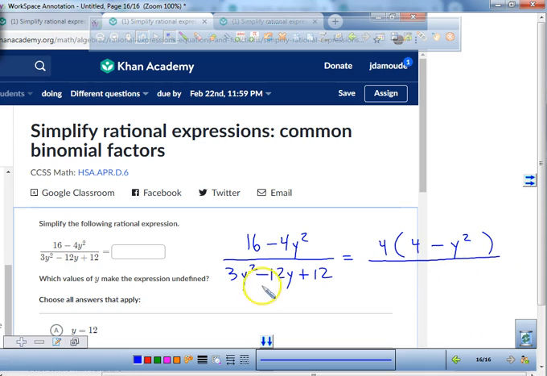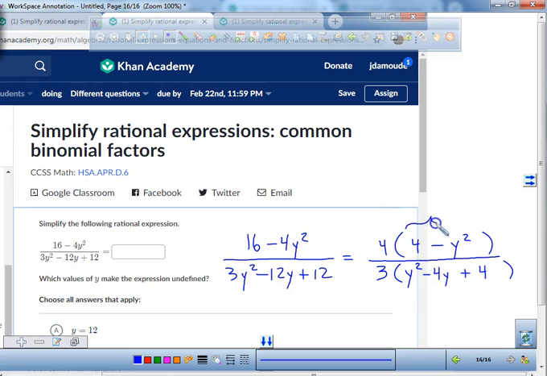In the denominator, what number is divisible into all of those numbers in the denominator? 3. So we're going to put 3. We're going to open up a parentheses, and we're going to write y squared minus 4y plus 4. Now, remember, how do we check it? Use the distributive property. See if you multiply the 3 back into that expression, that trinomial, see if it gets back to your original result.